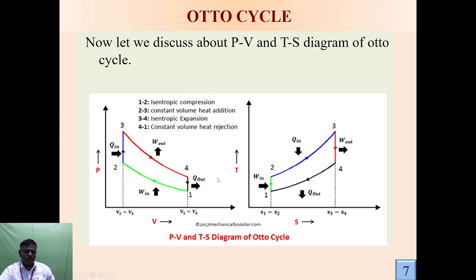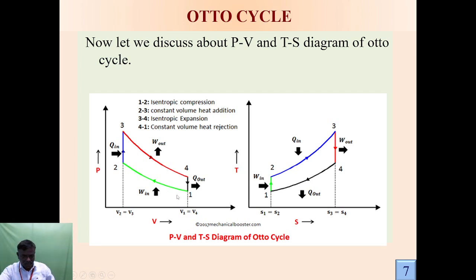Okay, now let me discuss the PV and TS diagram of the Otto cycle. This is the pressure-volume diagram of an Otto cycle engine. Here there are four processes. Process 1 to 2 is isentropic compression, 2 to 3 is constant volume heat addition, 3 to 4 is isentropic expansion, and 4 to 1 is constant volume heat rejection. These are the four processes involved in this Otto cycle.